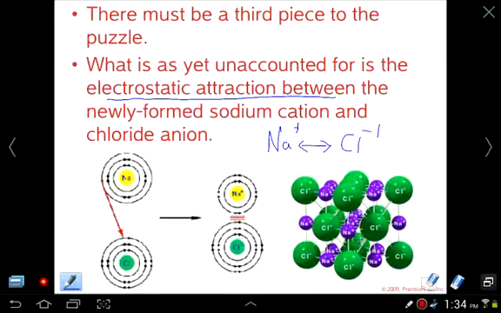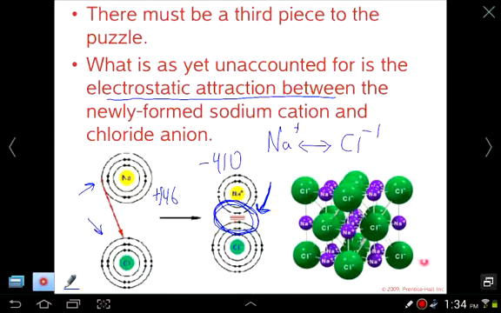So here we have a picture of sodium losing an electron and chlorine gaining an electron. That is, we said, positive 146 kilojoules. However, when the newly formed cation and anion come together, the bond that forms between them releases negative 410 kilojoules. And that essentially is the third piece of the puzzle: the attraction that holds them together, the bond that forms between them.